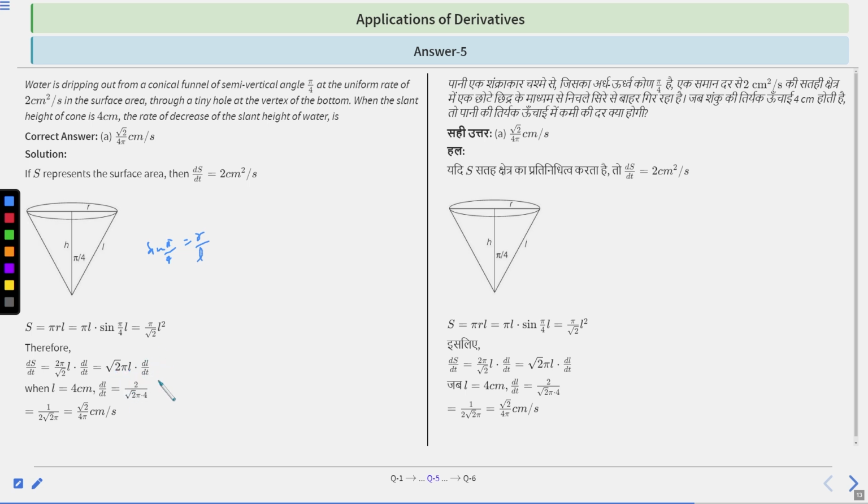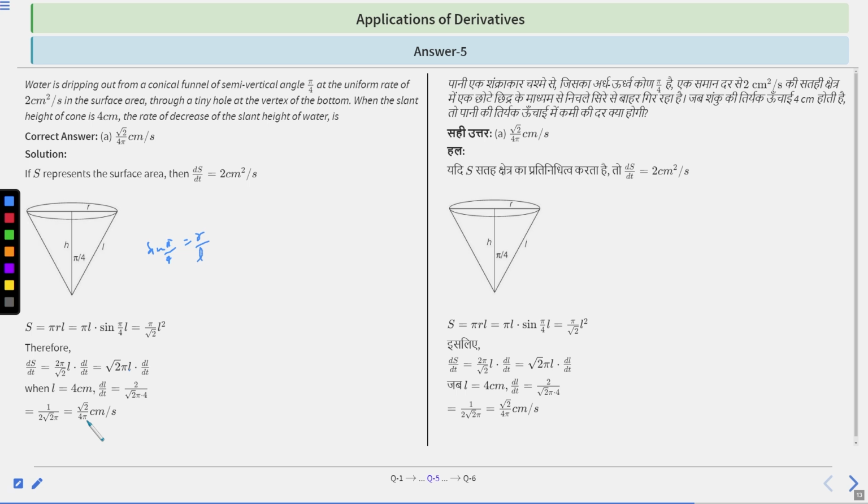Now, when L is equal to 4 centimeter, dL by dt can be written as 2 upon root 2 pi into 4. Clear? So now, when you cancel it out, it will be 1 by 2 root 2 pi 4, right? Now in the denominator it is root 2, which is not looking nice. So we will rationalize it by multiplying and dividing with root 2. So we will get root 2 upon 4 pi centimeter per second.